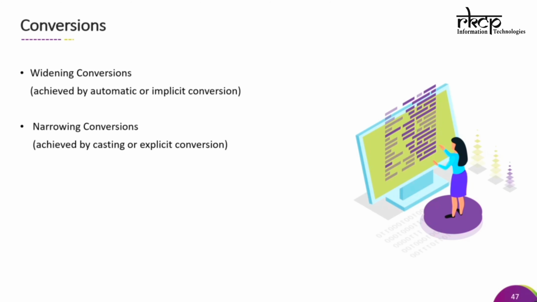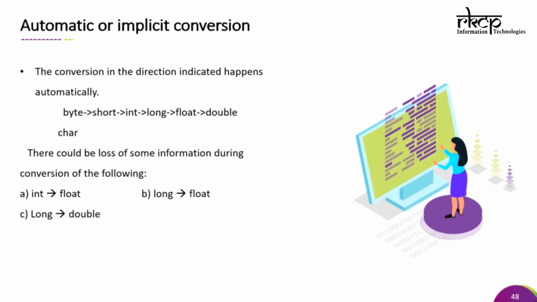So you do not have to convert. By default the system will do it. But if you want to use an int as a byte, then you have to convert. The system will not do it in this scenario. See here, I have given the complete implicit conversion: byte to short, short to int, int to long, long to float, float to double. These will happen automatically. You do not have to convert. The system automatically will convert.